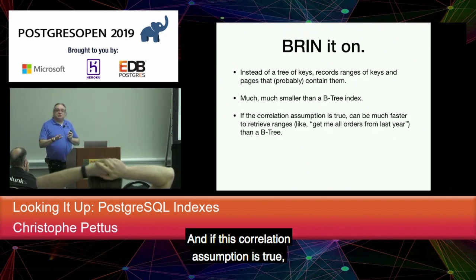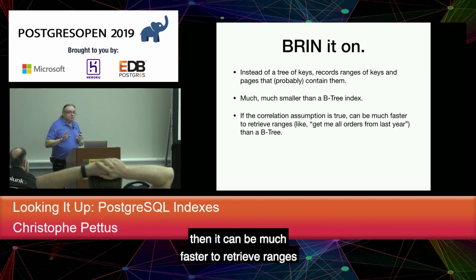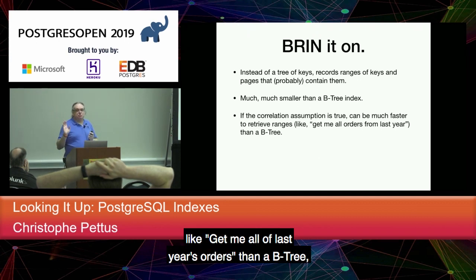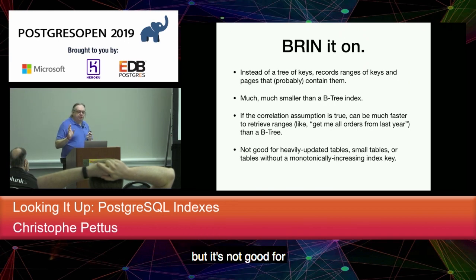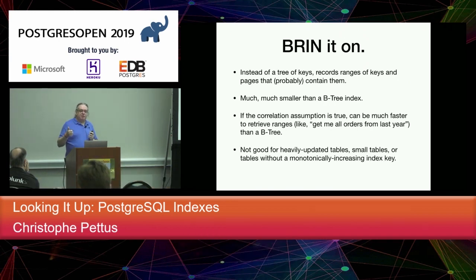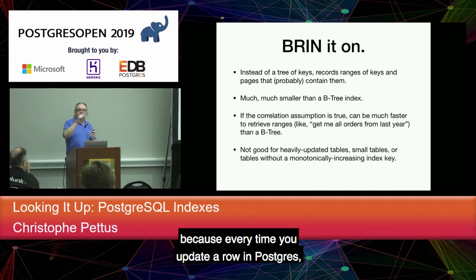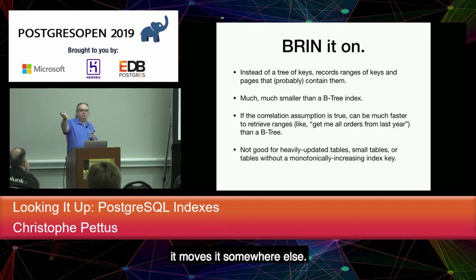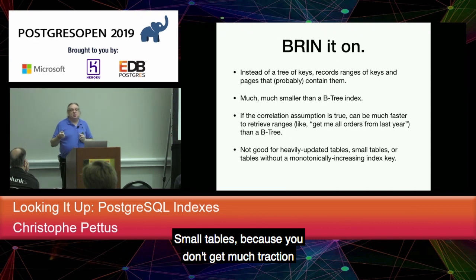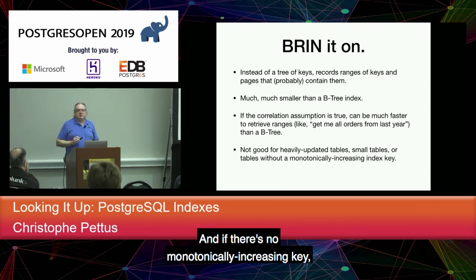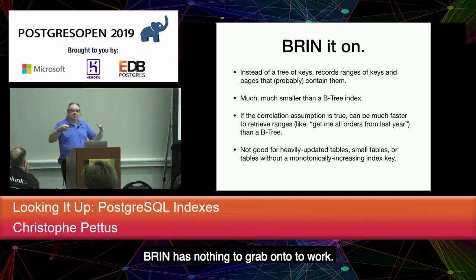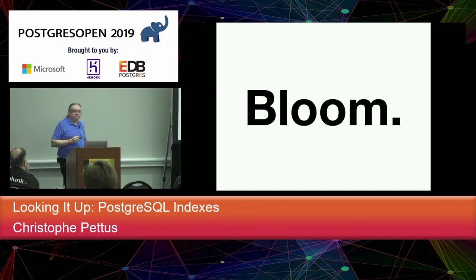And if this correlation assumption is true, then it can be much faster than a B-tree to retrieve ranges, like get me all of last year's orders. But it's not good for heavily updated tables, because every time you update a row in Postgres, it moves somewhere else. Nor for small tables, because you don't get much traction for these ranges. And if there's no monotonically increasing key, BRIN has nothing to grab onto to work.